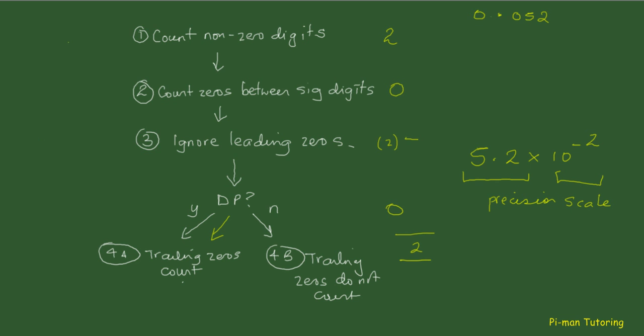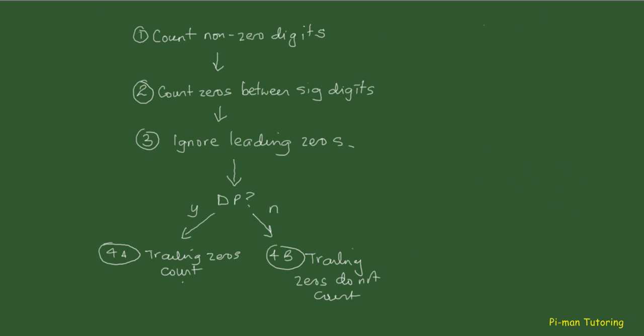Let's do another. Now, this is a bit of a strange one. 370 point. Now, I don't know about you, but I've never seen a number written in such a fashion. Usually when there's a decimal point, there's something after it. But we're giving this example just to emphasize the importance of the decimal point itself in determining significant figures.